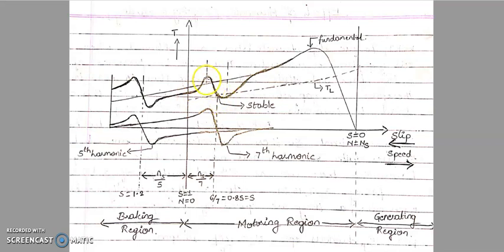So here, from this point to this point, what is happening? Torque is decreasing, but speed is increasing when compared. Speed is increasing from this point to this point. So these are the characteristics from this point to this point, as well as from this point to this point.